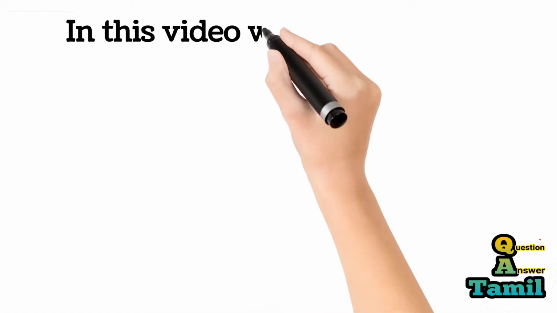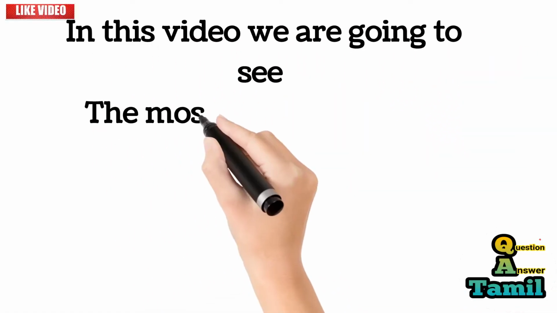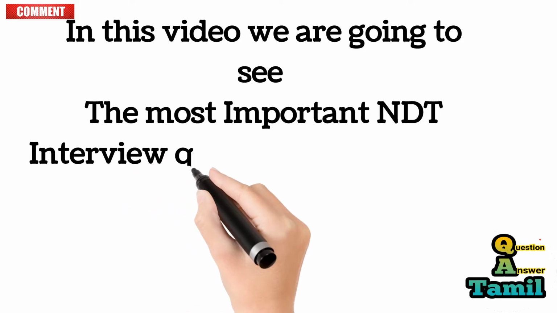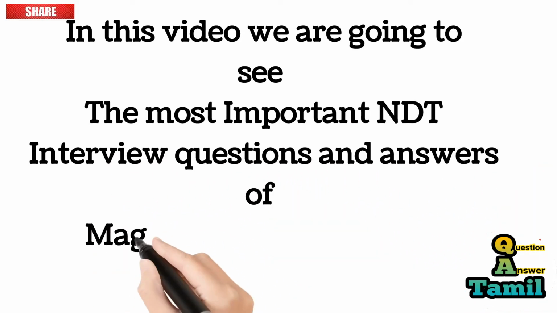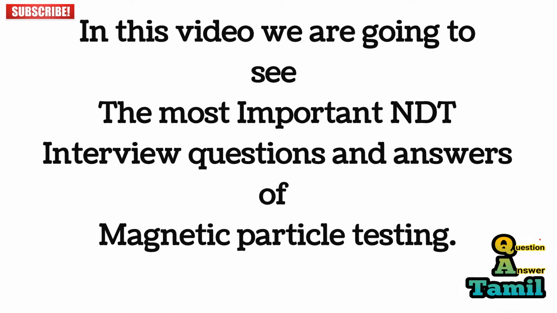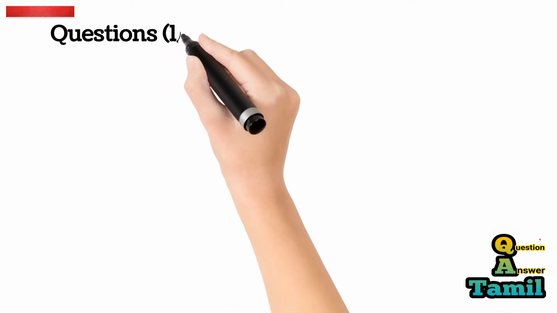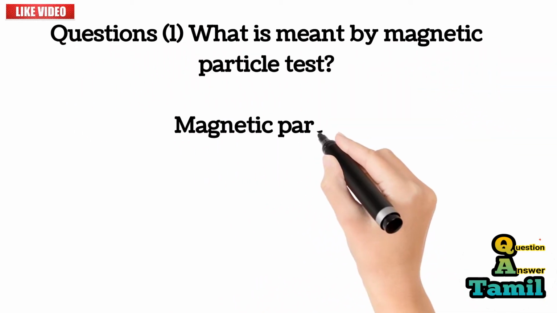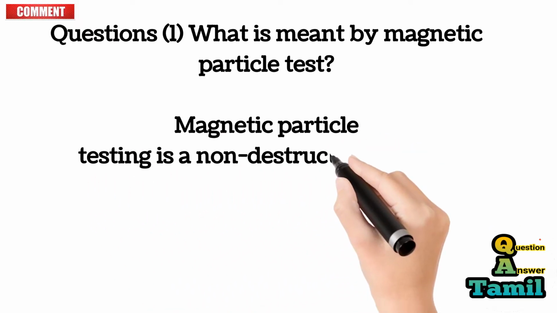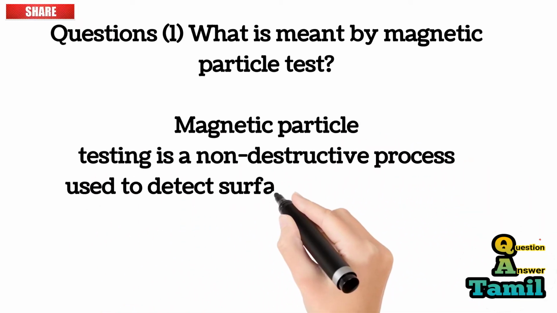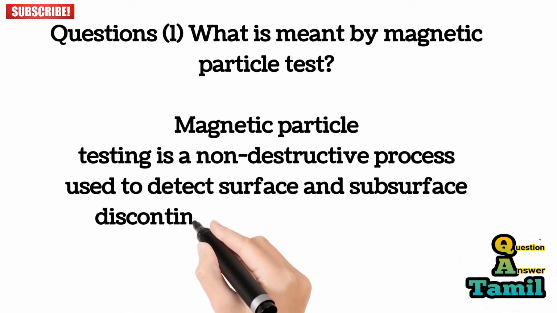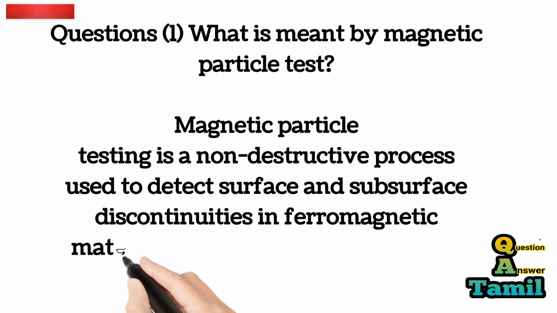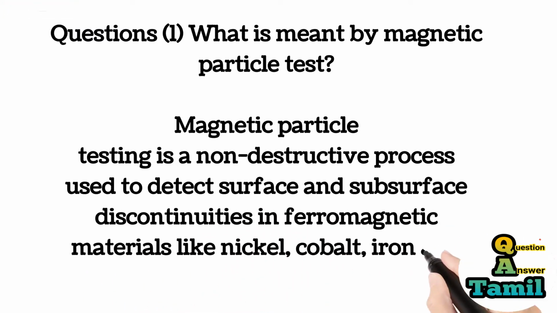In this video we are going to see the most important NDT interview questions and answers of magnetic particle testing. Question 1. What is meant by magnetic particle test? Magnetic particle testing is a non-destructive process used to detect surface and subsurface discontinuities in ferromagnetic materials like nickel, cobalt, iron and their alloys.